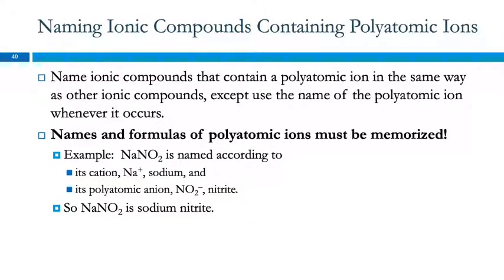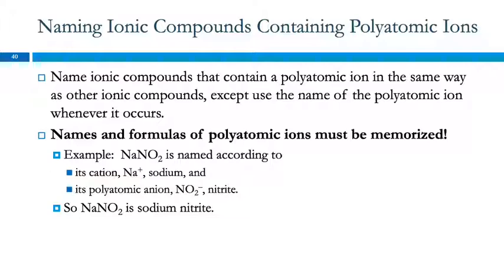Okay, what if instead of a monatomic ion, we have a polyatomic ion? Well, naming the compound happens the same way, but we have to have a name for that polyatomic ion. And the names and the formulas of the polyatomic ions just have to be memorized. That's why I gave you a list the first day of class and said, memorize these. Because you really don't need to understand anything about it. You can just flat out memorize it, and that works. Now I'm going to show you some patterns in there that might help, but it really comes down to memorizing. So let's look at this NaNO2.